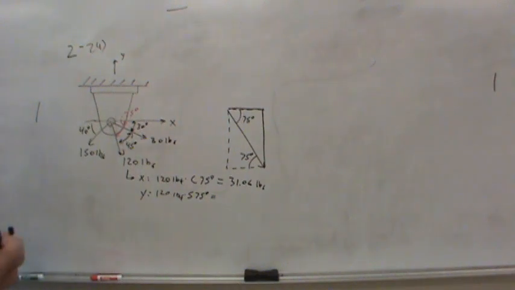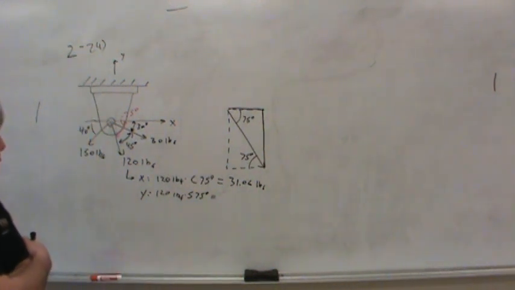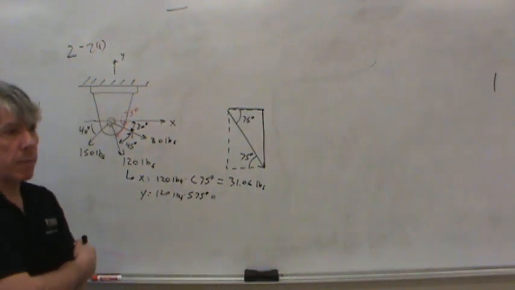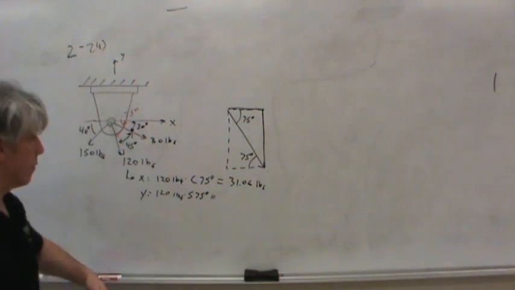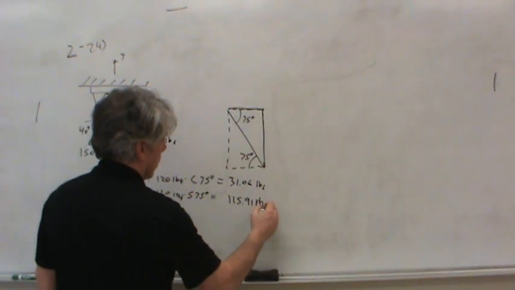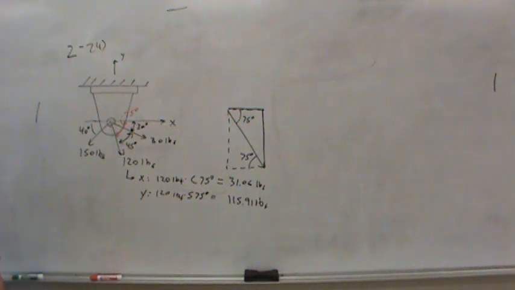So if you multiply 120 pounds by sine of 75 degrees, will you get the magnitude of the vertical component of the 120 pound force? It's easier than you think. Yes, there's a problem here, but it's easy. Go ahead and do it. Take 120 pounds, multiply by sine of 75. What number do you get? 115.91 pounds force. Why can't I just say that the vertical component of that 120 pound force is 115.9?